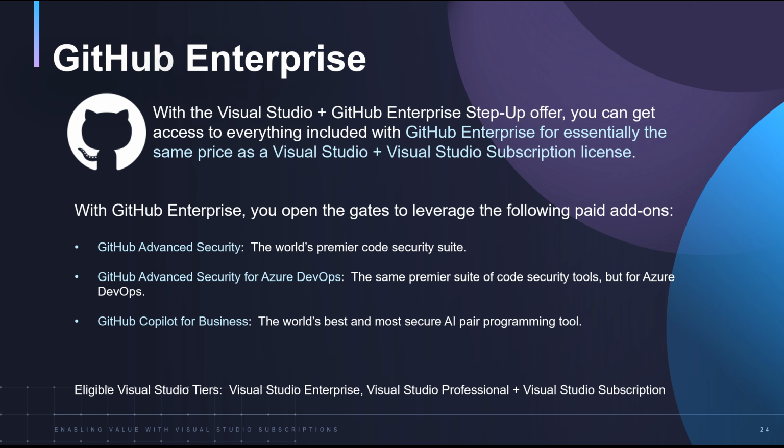One is GitHub Advanced Security. Another one is GitHub Advanced Security for Azure DevOps. So if you're using Azure DevOps, you can use Advanced Security, which is basically the premier code security tool for developers. And then you also have access to step up and add on a paid subscription for GitHub Copilot for Business, which is an AI paired programming tool that allows you to put your code onto hyperspeed, because it actually does some of the coding for you, which is really nice.